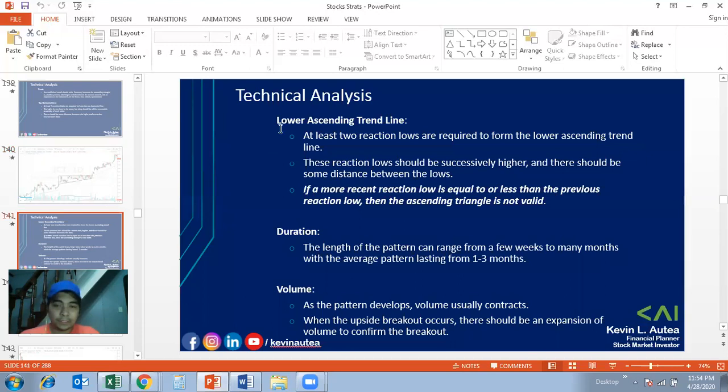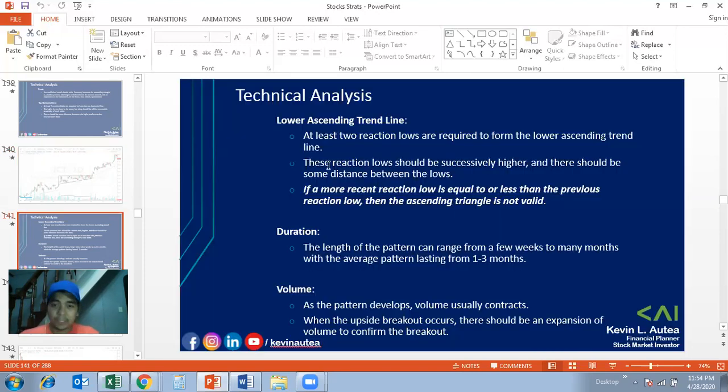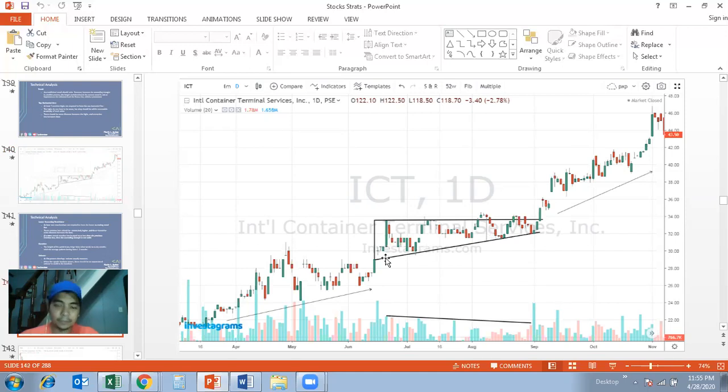Now for the lower ascending trend line, if a more recent reaction low is equal to or less than the previous reaction low, then the ascending triangle is not valid. The reaction lows should be successively higher, and there should be some distance between the lows. Higher, higher. So we can form a diagonal support line there.